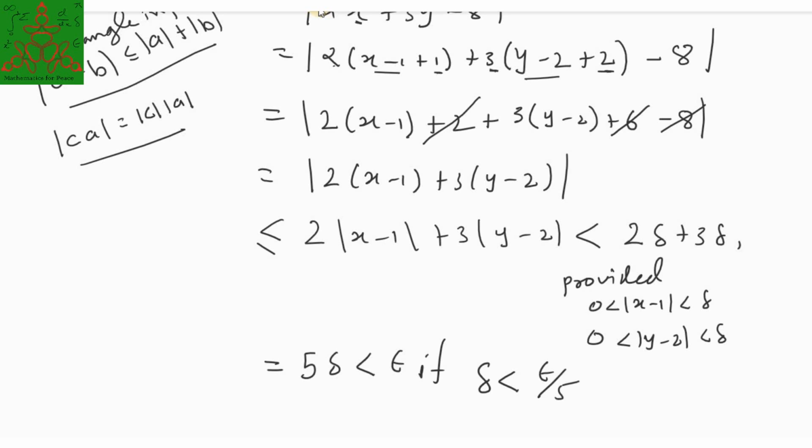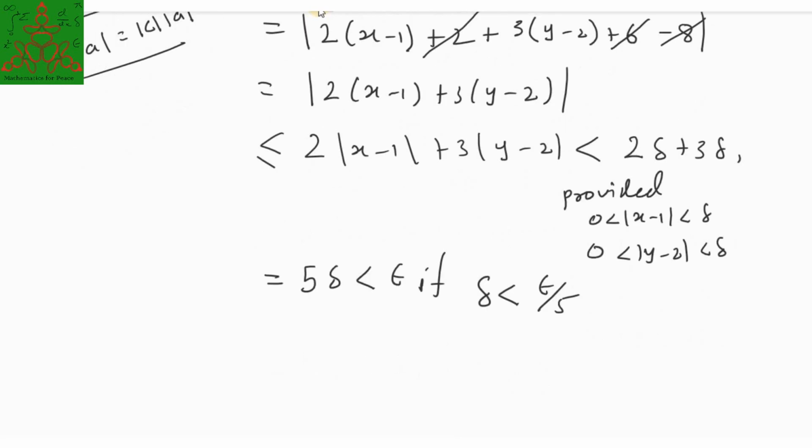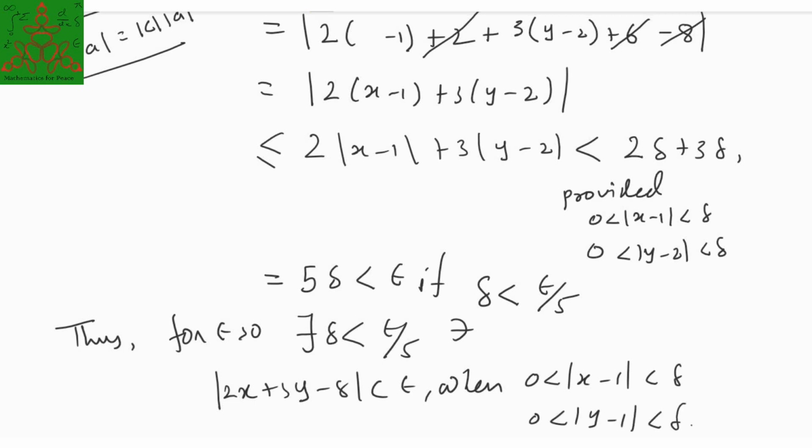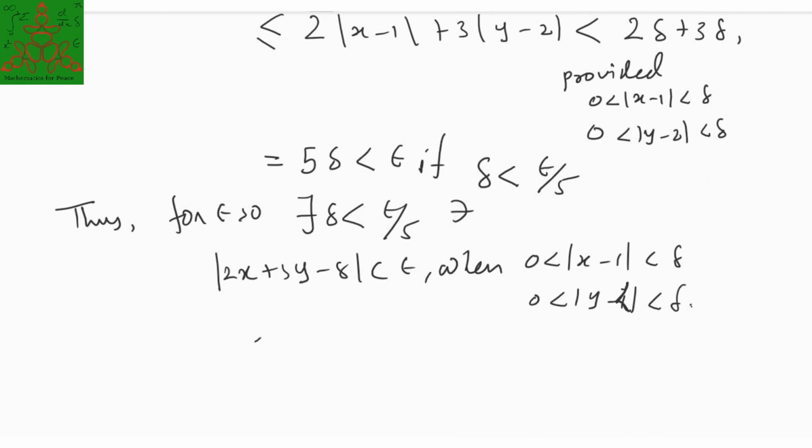So the question was to calculate what delta is, and thus what we can write is, for epsilon greater than 0, there exists a delta less than epsilon by 5, such that mod of 2x plus 3y minus 8 is less than epsilon when mod of x minus 1 is less than delta and mod of y minus 2 is less than delta. That means your point xy is in the deleted neighborhood of 1, 2. With this we can say that the limit of 2x plus 3y is 8 as xy tends to 1, 2.